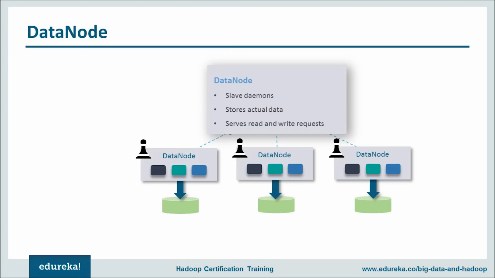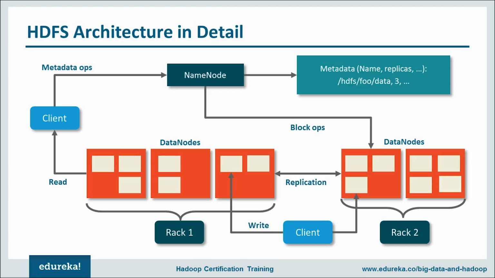Now let's talk about the data nodes. These are the slave daemons, and this is where your actual data is stored. Whenever a client gives a read or write request, the data node serves it because the data is actually stored in the data nodes. So this is all about the components in HDFS. Now let's understand the entire HDFS architecture in detail.